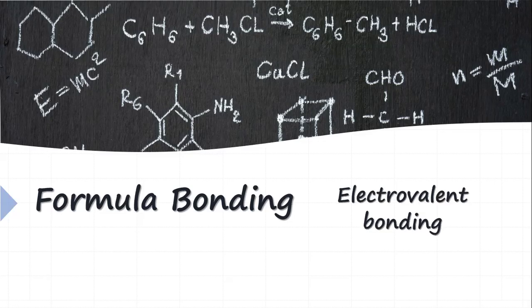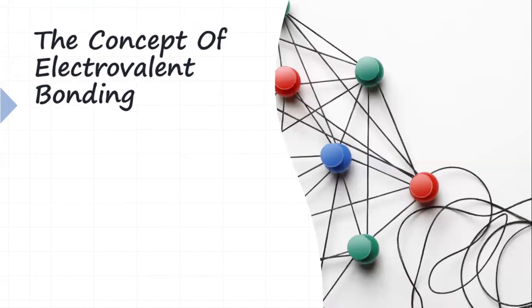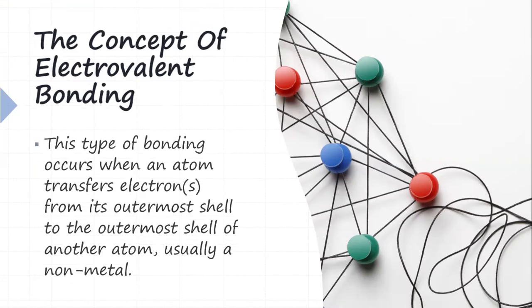So this is the other type of bonding, and here we'll start by discussing the concept of electrovalent bonding. We're going to see the meaning of electrovalent bonding. This is the type of bonding that occurs when an atom transfers electrons from its outermost shell to the outermost shell of another atom, usually a non-metal. So this is different from covalent bonding.